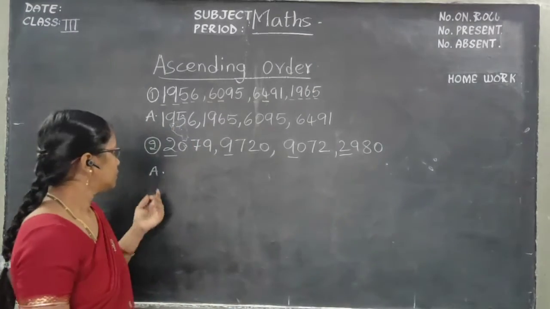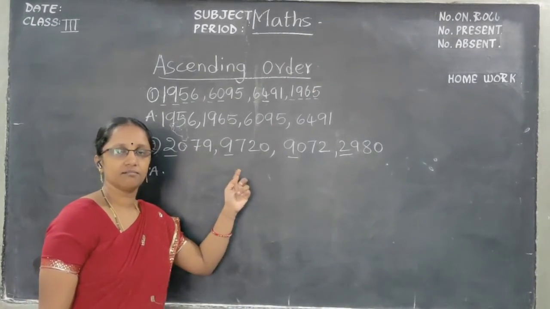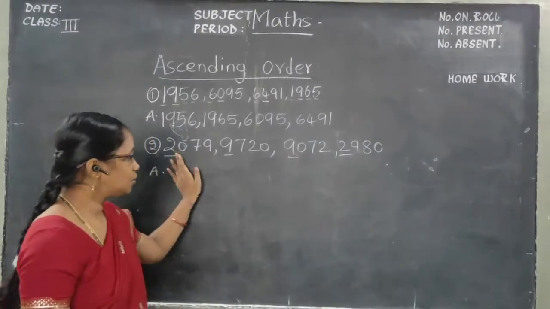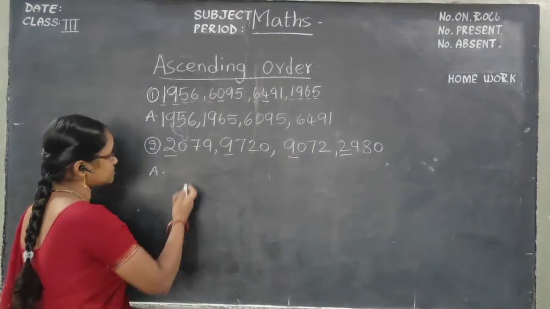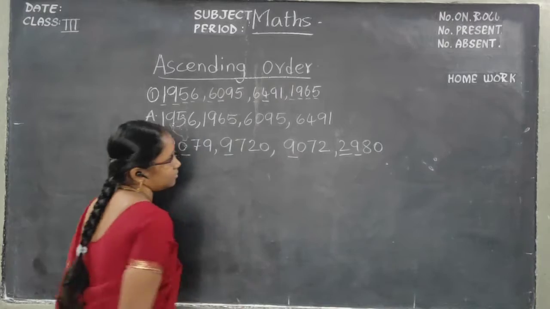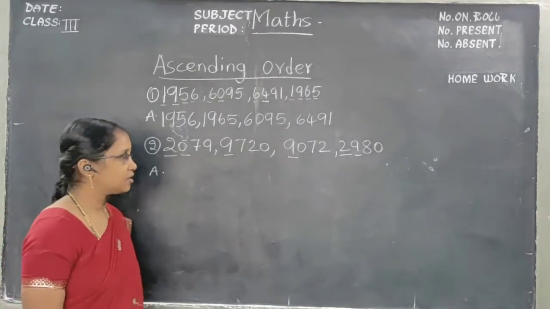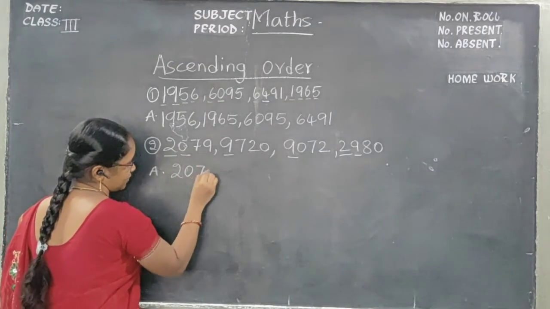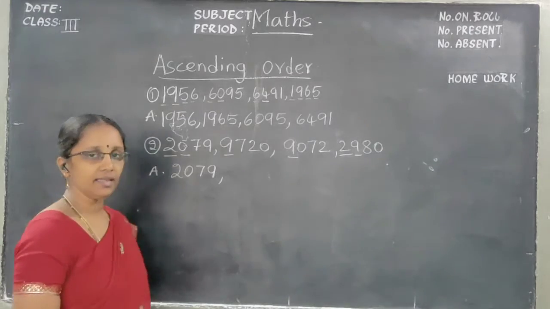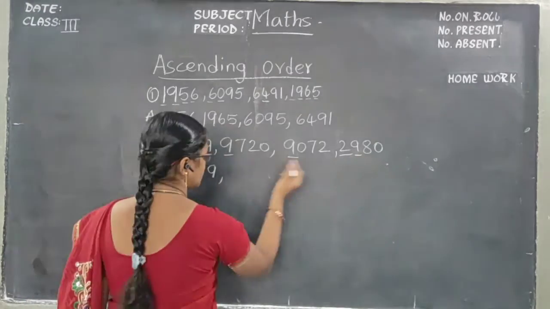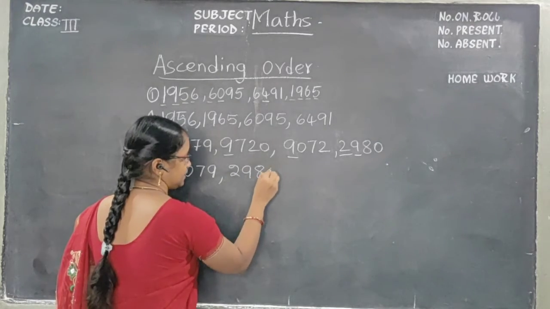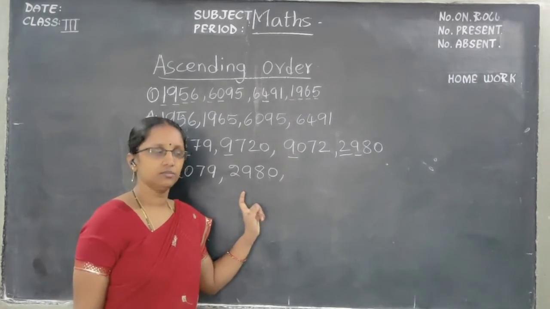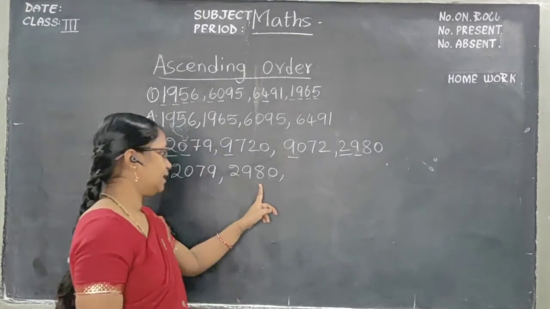In this, is 2 big or is 9 big? 9 is big and 2 is small. So let's see the 2s. Here 2 and 2 are the same. Now see the hundreds place. What is there? 0 and 9. So is 0 small or 9 small? 0 is small. So this whole number becomes automatically small. So 2079. Then this number, 2980. Why have we written this number? Because here 9 is bigger than 2. That's why we have written 2980.